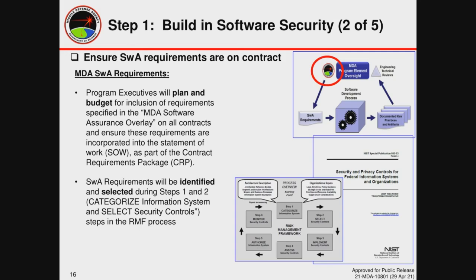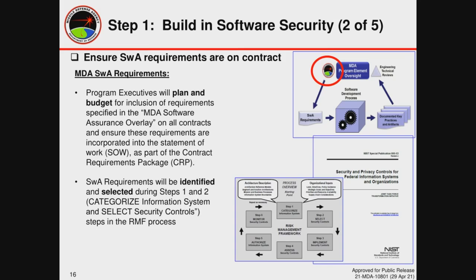What this one simple statement put into motion is a series of activities that affect the way that we communicate with all of our potential developers. Something called the contract requirements package was updated to now include software assurance requirements. The software assurance requirements that I've been describing are specified in an RMF software assurance overlay. That overlay defines the practices for software cybersecurity that the developer must perform.